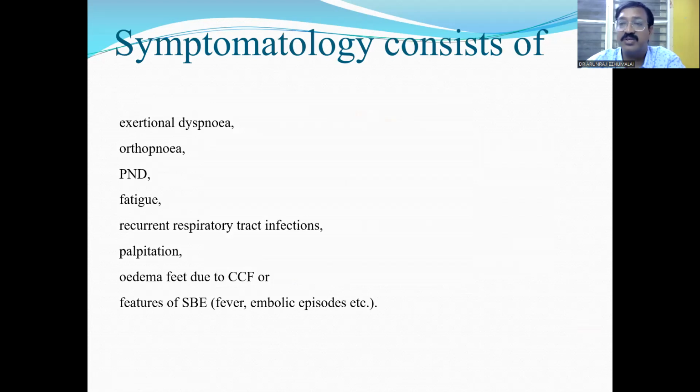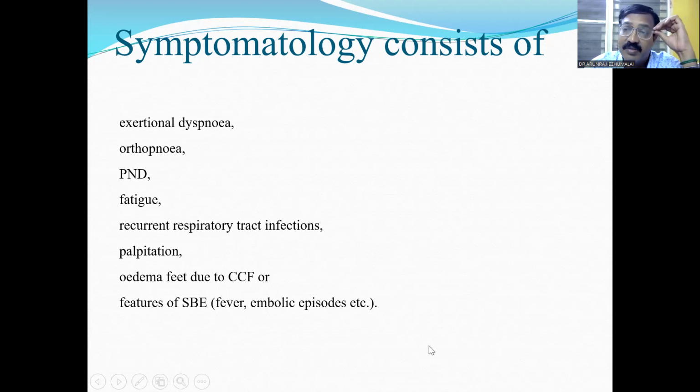So the symptomatology is almost similar to the mitral stenosis case. The patient will have exertional dyspnea, orthopnea, PND, all the features suggestive of left heart failure, fatigue, recurrent respiratory tract infection, and palpitation, maybe due to LVH as well as RVH, both of which occur in mitral incompetence, and edema of the feet due to congestive cardiac failure. In right heart failure, the patient will have edema of the feet as well as right hypochondrial pain due to congestive hepatomegaly, as well as features of infective endocarditis like fever, embolic episodes, anemia. All this may be the symptomatology.